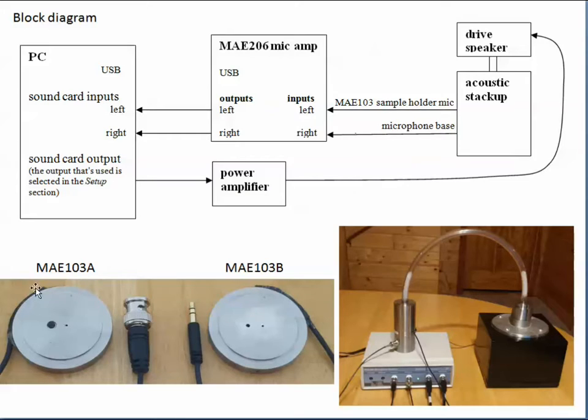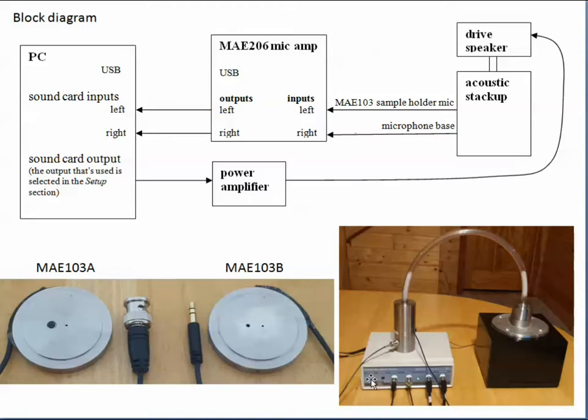Here's an example of the 103 again, and the 103B. They use different microphones, and so they have different connectors on the end of them. The 206 amplifier has two different types of microphone inputs. This is a stereo microphone amplifier, so there are two channels. They're labeled left and right, corresponding to sound card left and right channels.